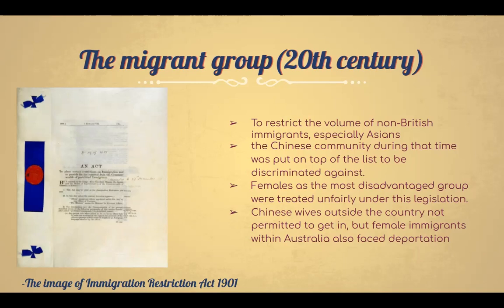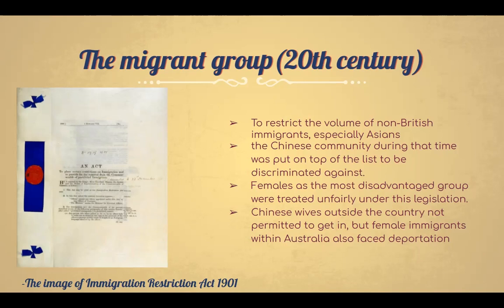After 1901, the Immigration Restriction Act, which is also known as the White Australia Policy, was developed. This policy aimed to restrict the volume of non-British immigrants, especially Asians. In this case, the Chinese community during that time was put on top of the list to be discriminated against. Females, as the most disadvantaged group, were treated unfairly under this legislation. Here we will provide some authentic images of the Immigration Restriction Act, alongside a brief summary of the general regulations, to give visitors a quick overview of the law and how the immigration experiences of women were restricted.